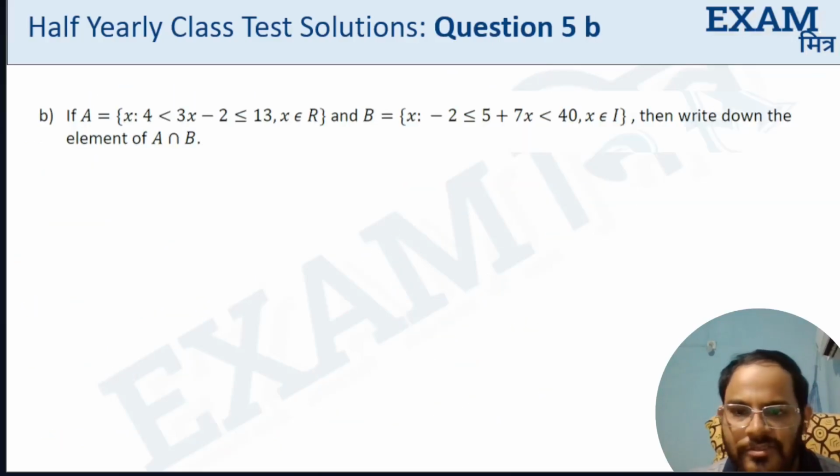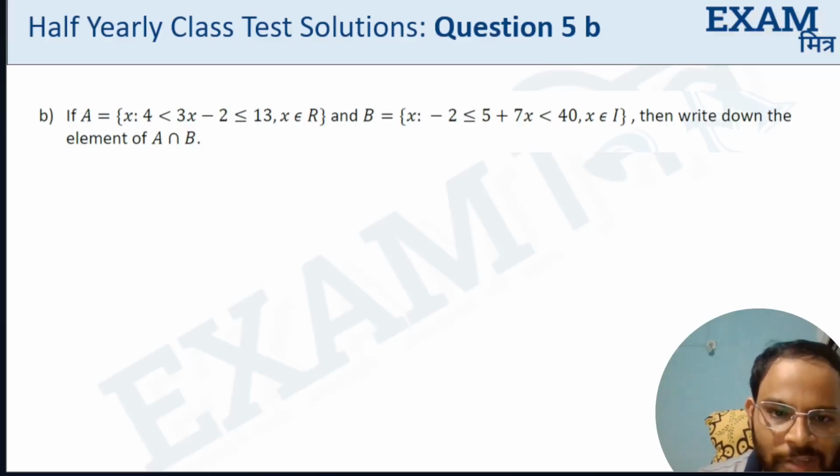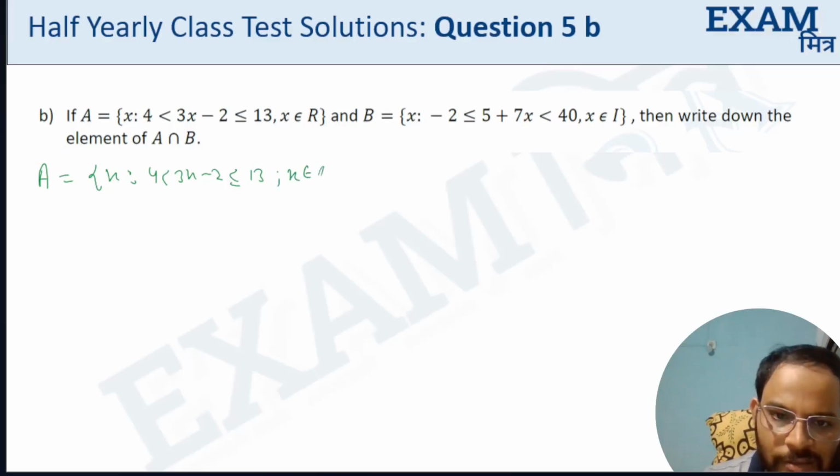So this is a question based on inequalities. So we have two sets A and B, and we need to solve them. What does the set A say? A equals all those x such that 4 is less than 3x minus 2 and that is less than 13, and x belongs to real numbers.